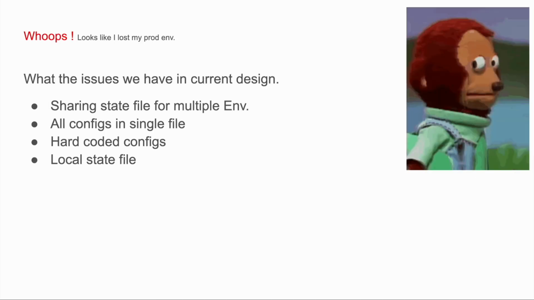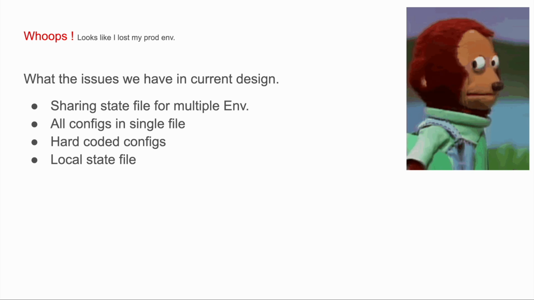So let's see what are the issues with the current design. The first thing we discussed is sharing a state file for multiple environments. Here we have the same state file for production and the staging environment, which is not good. Second, all configs are in a single file. Let's say we have only the main tf file and we are managing all the network, subnets, and resources here. When it's growing, it's difficult to manage.